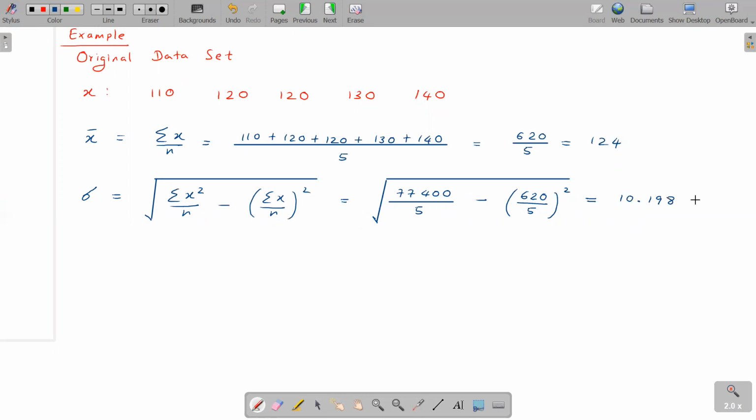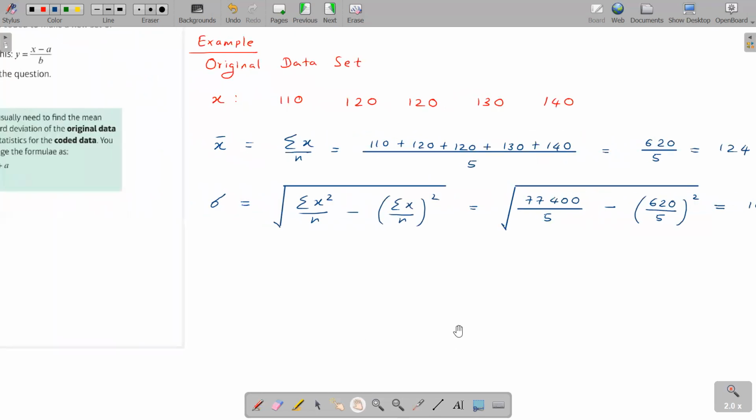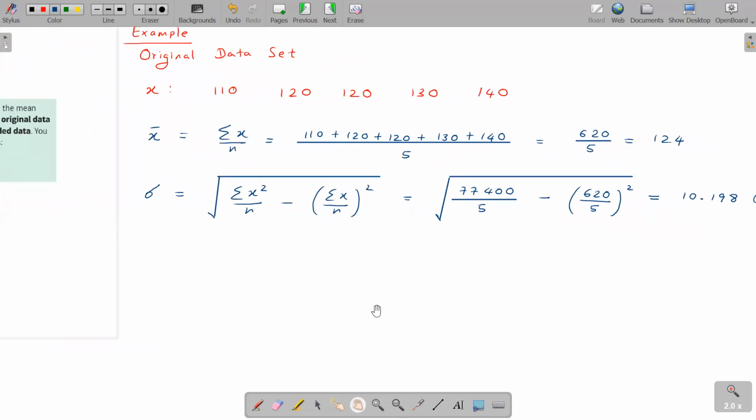Do you agree? This is the 3 decimal places. You can make it 3 significant figures and say 10.2. So this is the X bar, the mean, and the standard deviation of the original data set. Now let's go for the coding. Let's apply the coding.